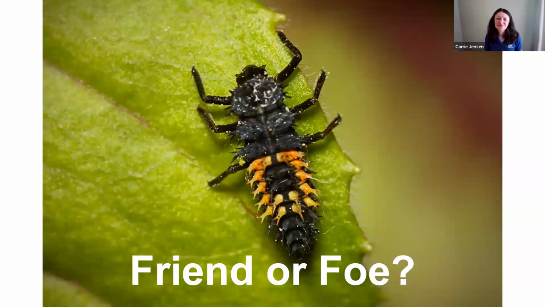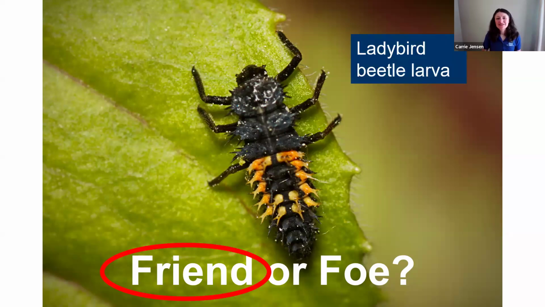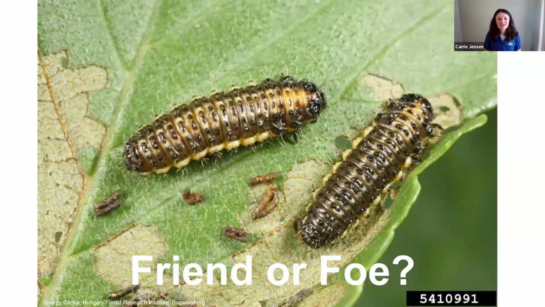What about this one? Friend or foe? Okay, good consensus. Most people know this one. This is a friend. But often when I present to the general public, people don't realize this is a ladybird or ladybug beetle larva. They eat more aphids in their larva stage than they do as adults. So they are super great for the garden, but sometimes people see them and they don't realize that's a ladybug and it's beneficial.